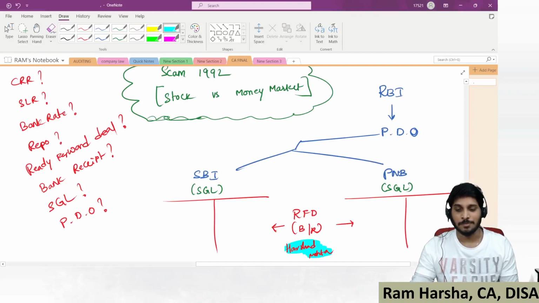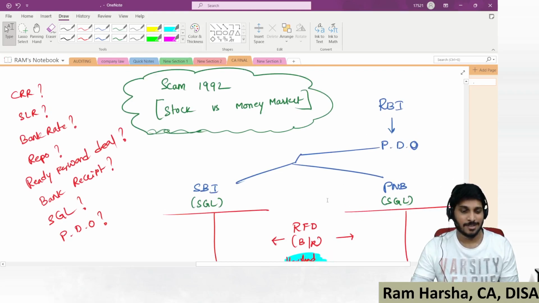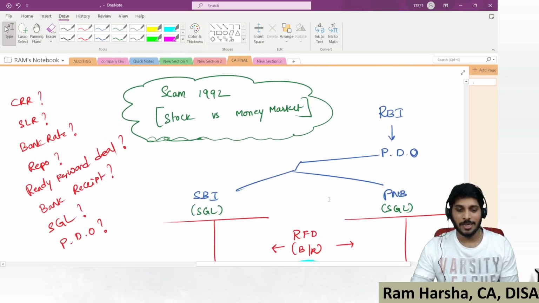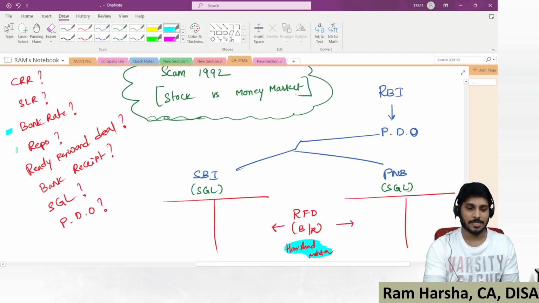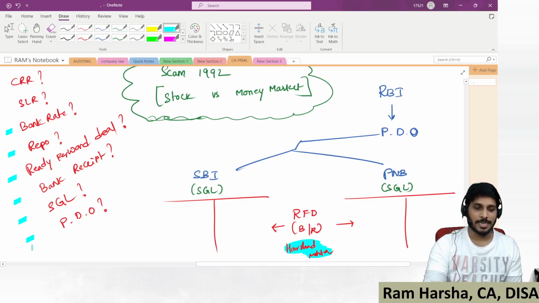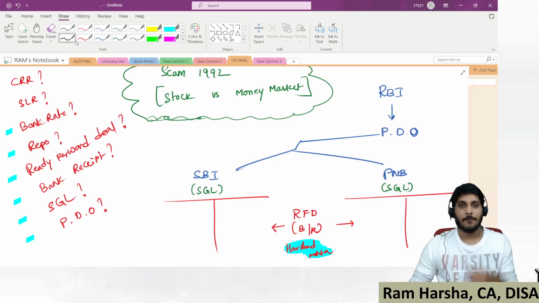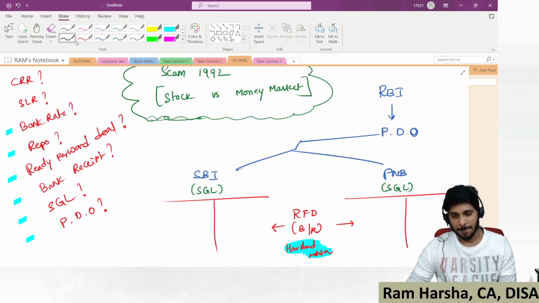I'll show you. Every one of you knows the Scam 1992 web series, popularly called the Harshad Mehta scam. In that series, you would have heard of so many terms: bank rate, repo, ready forward deal, bank receipt, SGL, PDO office. I think you would have definitely heard of it. Now, what exactly happened in Harshad Mehta's scam?